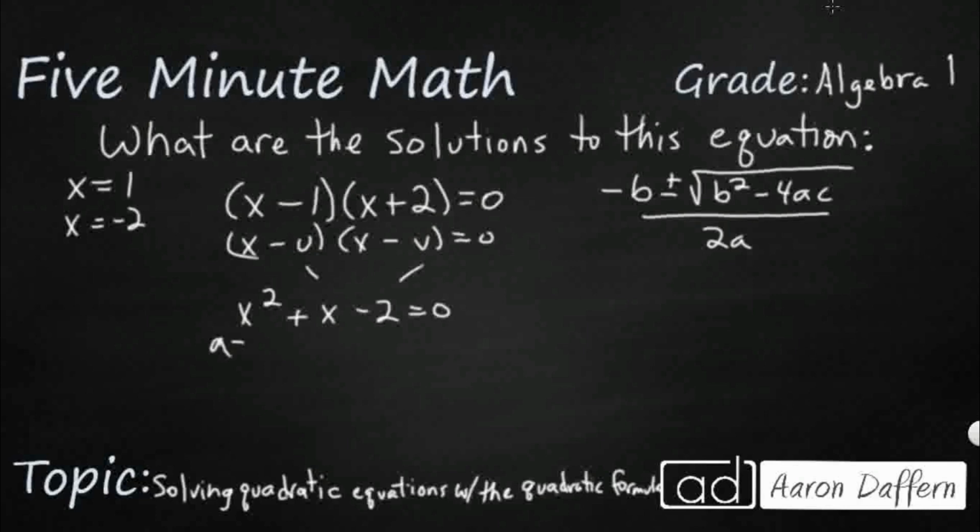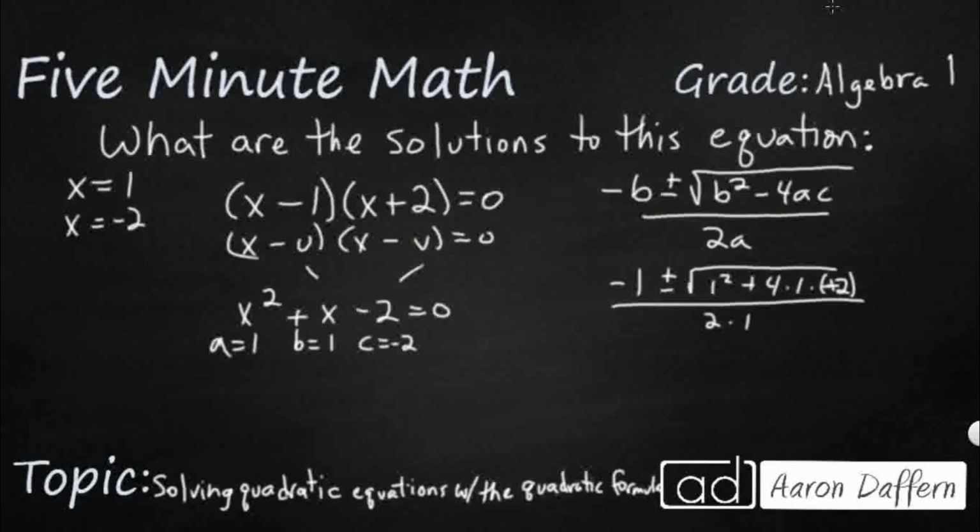So a is just the coefficient in front of the x squared, it's just 1. B is the coefficient in front of that x, 1, and then your c is going to be your final constant, negative 2. Pretty simple. So let's plug this in. So this is going to be negative 1 plus or minus the square root of 1 squared, that's going to be 1, minus 4 times a, which is 1, times your negative 2. So that's going to end up making that a positive, right? All of this is going to be over 2a, so 2 times 1.